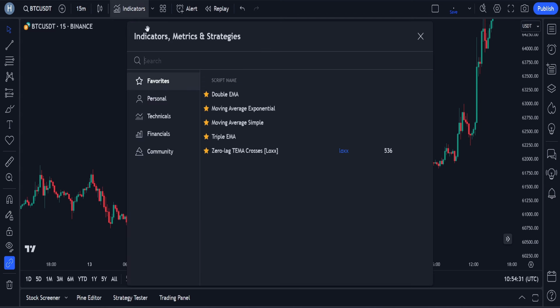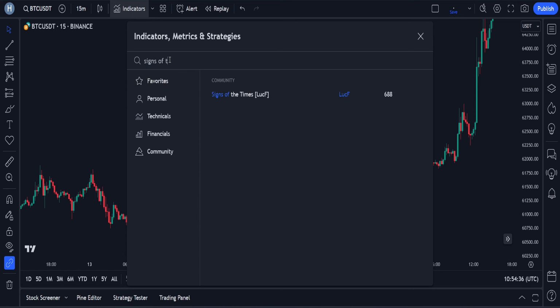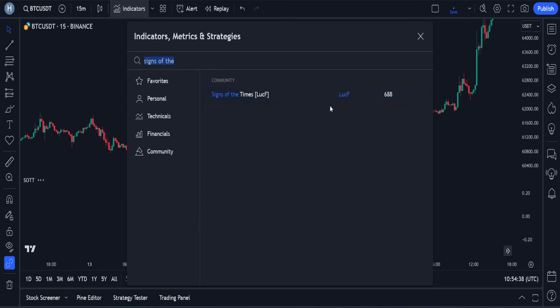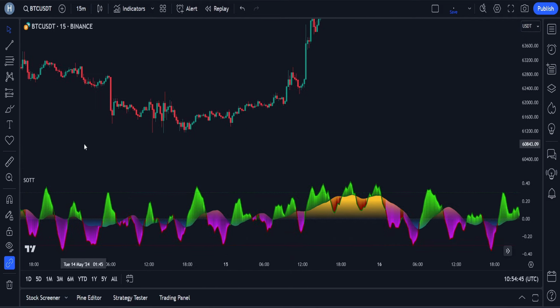So to add this amazing indicator to our chart, first of all, click on the Indicators tab and type Signs of the Times. Look for the one written by Luce F. Add it to the trading chart. Alright, this is the indicator, and as you can see, it's now added to our chart.